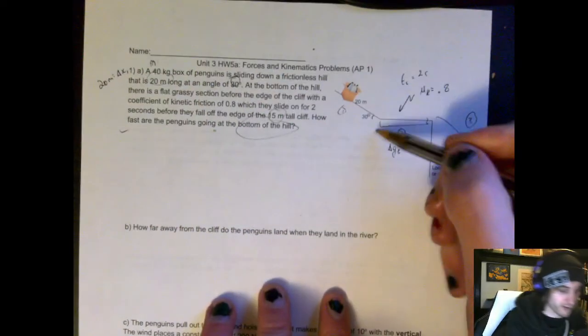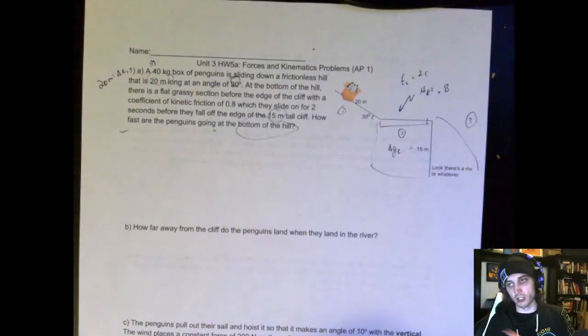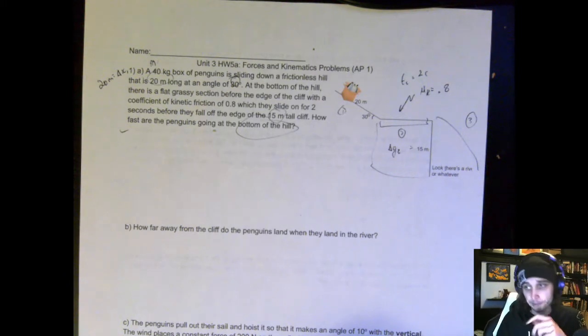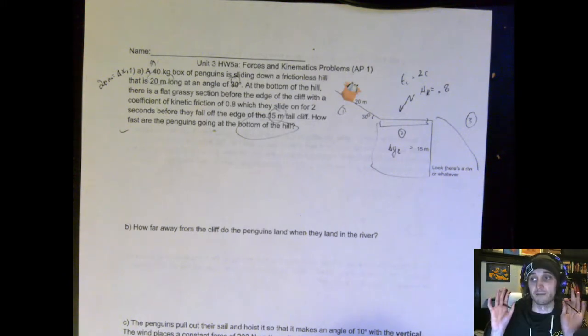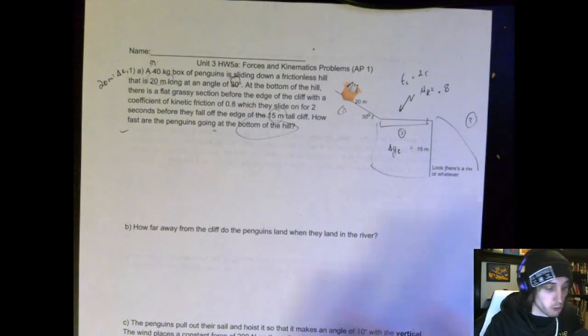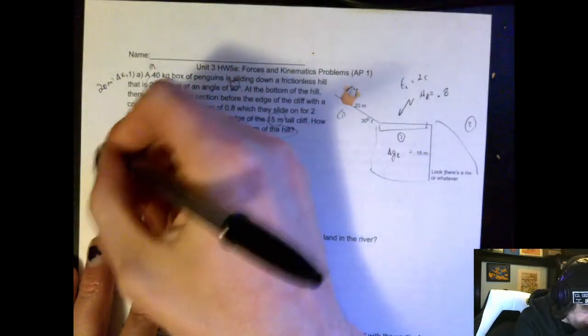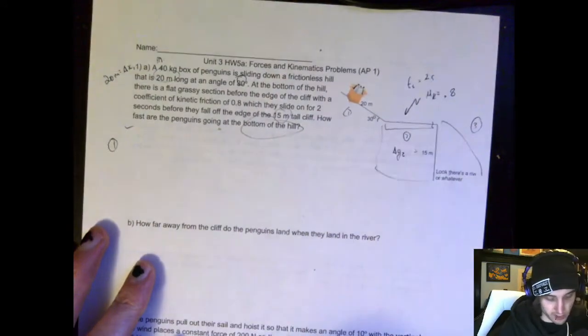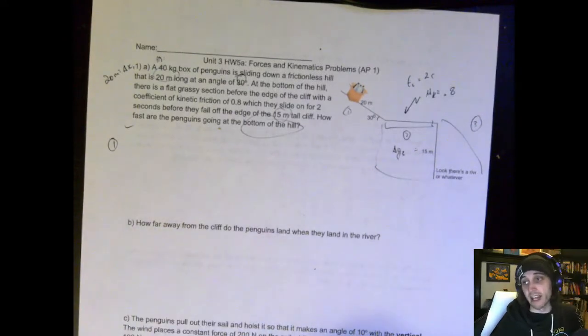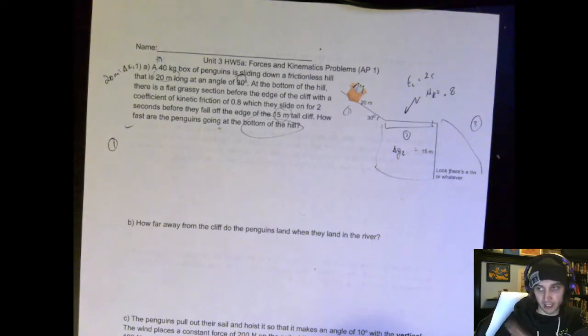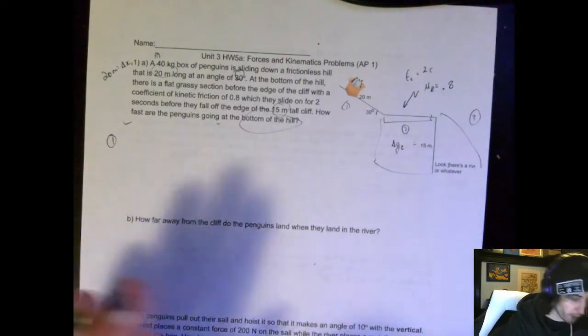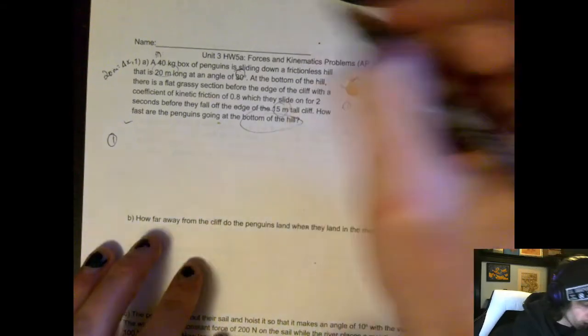Okay, so none of this stuff is going to matter for part A because we're just being asked about the bottom of the hill. So that's great. This is all just asking stuff about section 1. And then honestly, based on how it looks for the setup, we can probably forget everything after that because the speed of the penguins at the bottom of the hill is going to be the speed of the penguins when they begin sliding across the grass. And then we can just forget all the stuff about the hill.